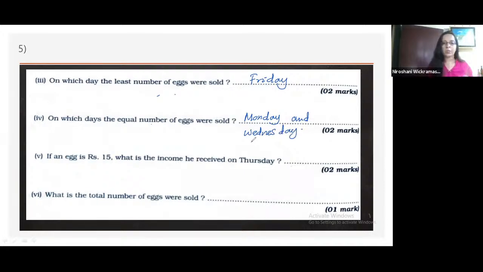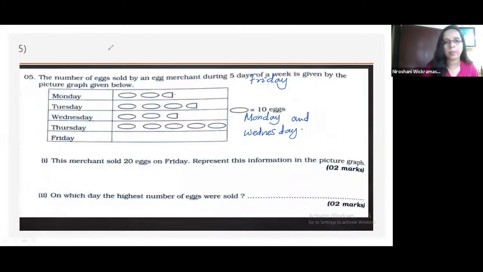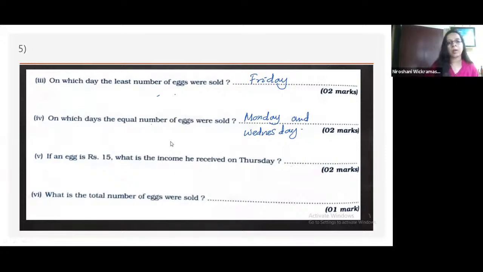If an egg is 15 rupees, what is the income he received on Thursday? Let's see Thursday, how many eggs he sold then? Thursday, 1, 2, 3, 4, 5, 10 times 5, 50 eggs he sold, no? So we'll see his income. One egg is 15 rupees. Then 15 times 50: add 0, 5 times 5, 25, 2 remaining, 5 times 1, 5 and 2, 7. What is his income? 750 rupees.